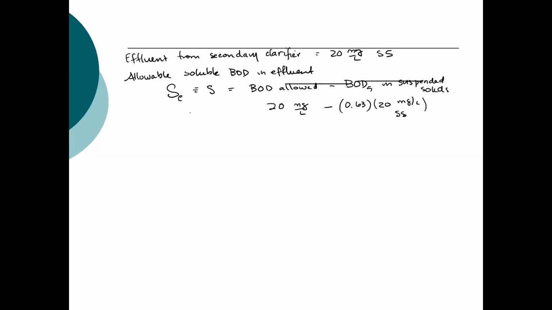Okay, so that's our total BOD allowed. That includes soluble and suspended BOD. But we're going to have some suspended BOD because we have 20 milligrams per liter of suspended solids, and 63% of that is associated with suspended or particulate BOD. Therefore, the effluent concentration is 7.4 milligrams per liter. So that is our soluble BOD.